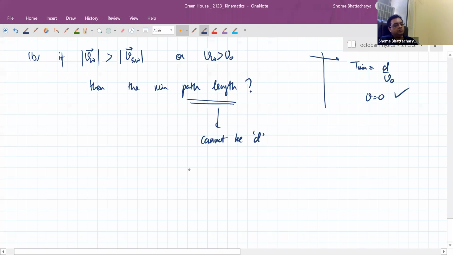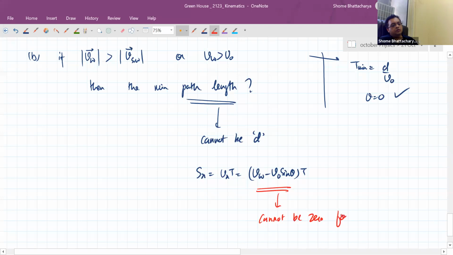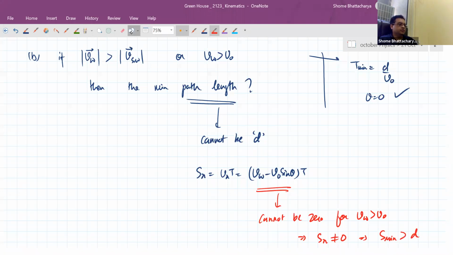d. Because you can see that the x component of displacement is equal to the x component of velocity into time, which is Vw minus V0 sine theta in that standard diagram, into the time. Now this quantity here cannot be 0 for the condition that Vw is greater than V0. So therefore the x component of displacement cannot be 0. Therefore minimum displacement is greater than d here, cannot be equal to d. So that is the situation.